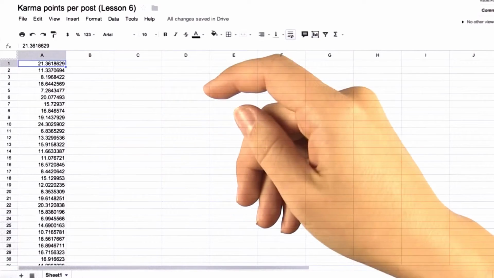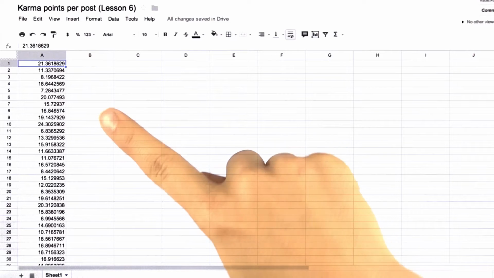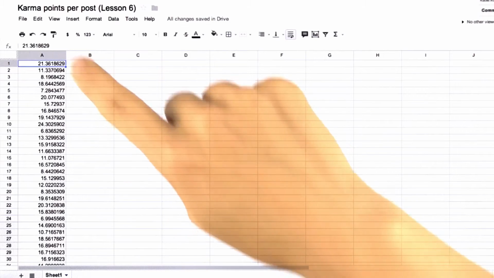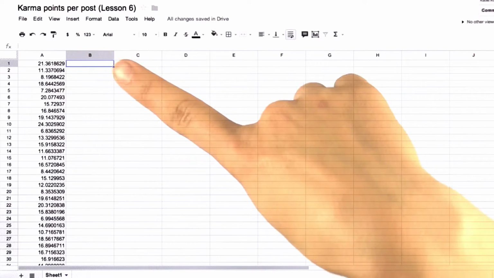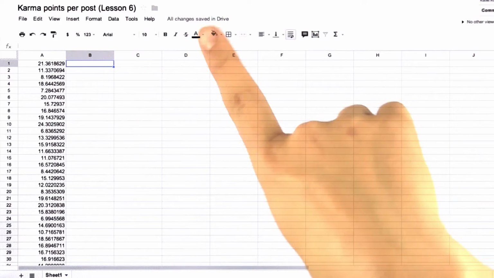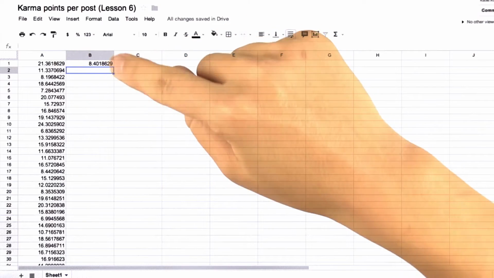This one probably took you a little longer to figure out, and that's okay. So remember that the first thing we have to do is find the deviation from the mean for each of these values. So let's do it in cell B1. We found that the mean was approximately 12.96. So we'll write equals A1 minus 12.96. And that will give us the deviation of the first value from the mean.